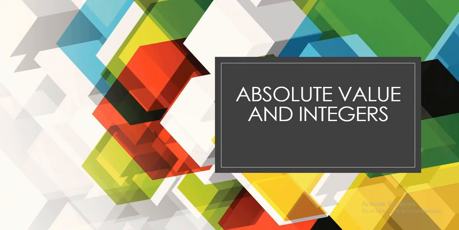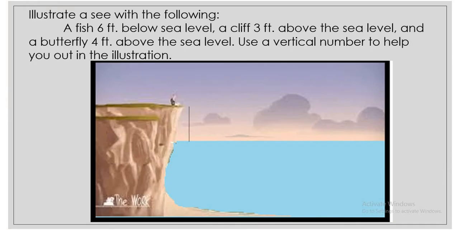Absolute value, and integers. Let us now illustrate a sea with the following. A fish 6 feet below sea level: 1, 2, 3, 4, 5, 6. A cliff 3 feet above the sea level: 1, 2, 3. And a butterfly 4 feet above the sea level: 1, 2, 3, 4. So use a vertical number line to help you out in the illustration.